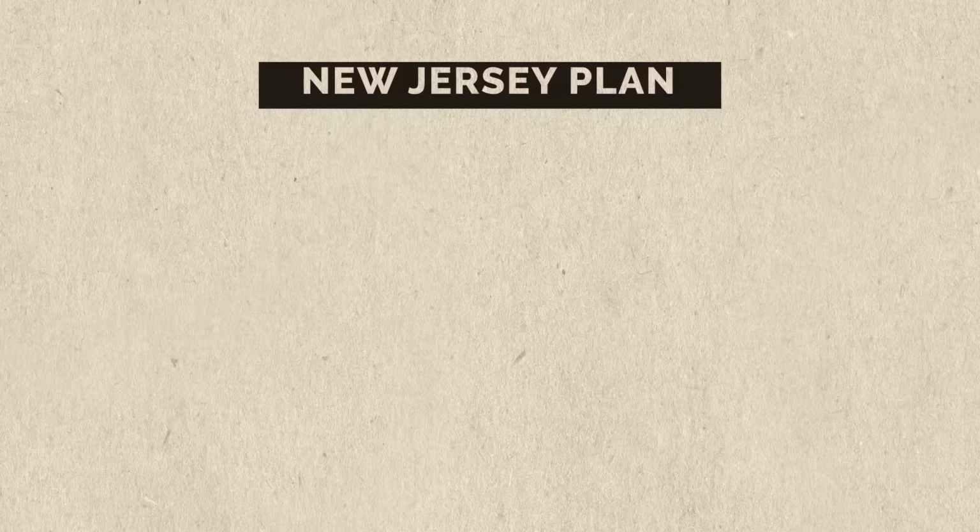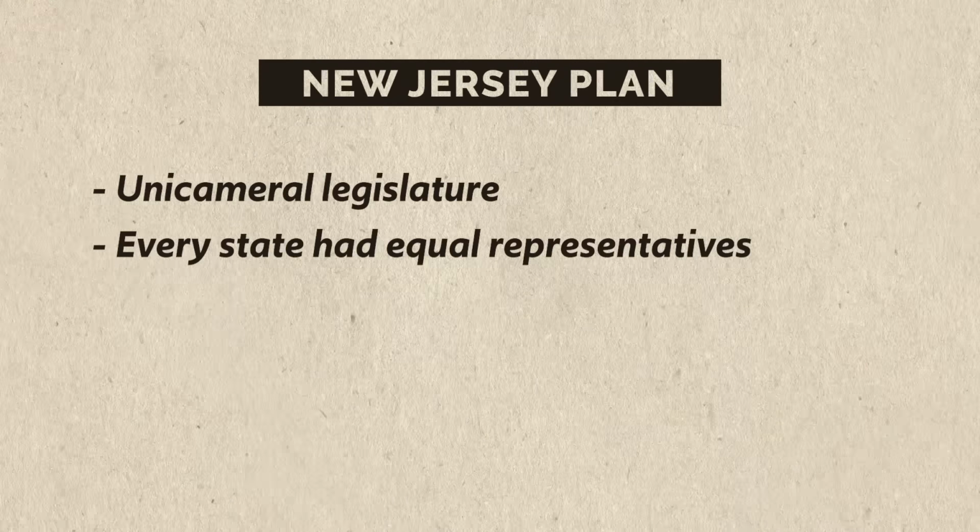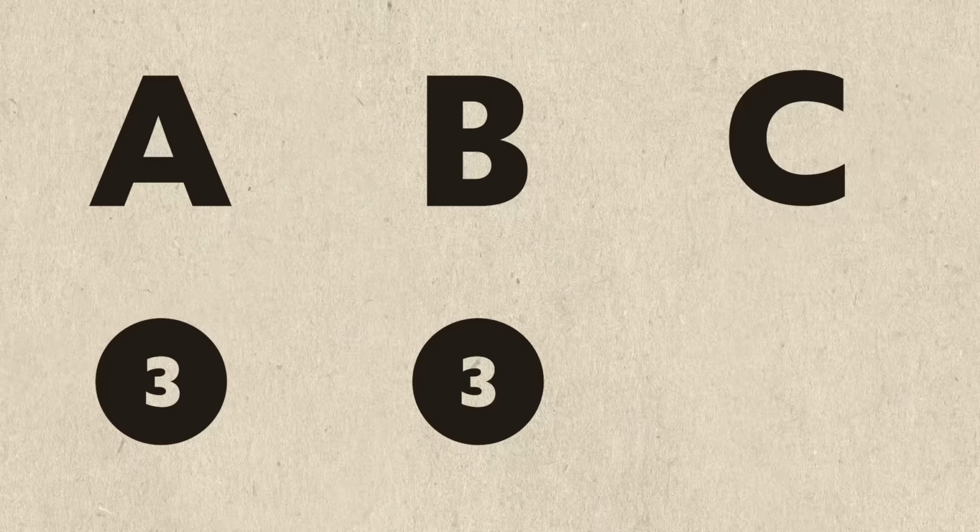The small states favored a different plan for representation called the New Jersey Plan, and this plan called for a unicameral legislature in which every state had equal representatives. Now, of course, this would favor the small states over the big states. If you can't see why these two plans would have been contentious in the convention, let me try to explain it another way. Suppose three families decide to go out to dinner, and family A has 3 people, family B has 3 people, and family C has 10 people.